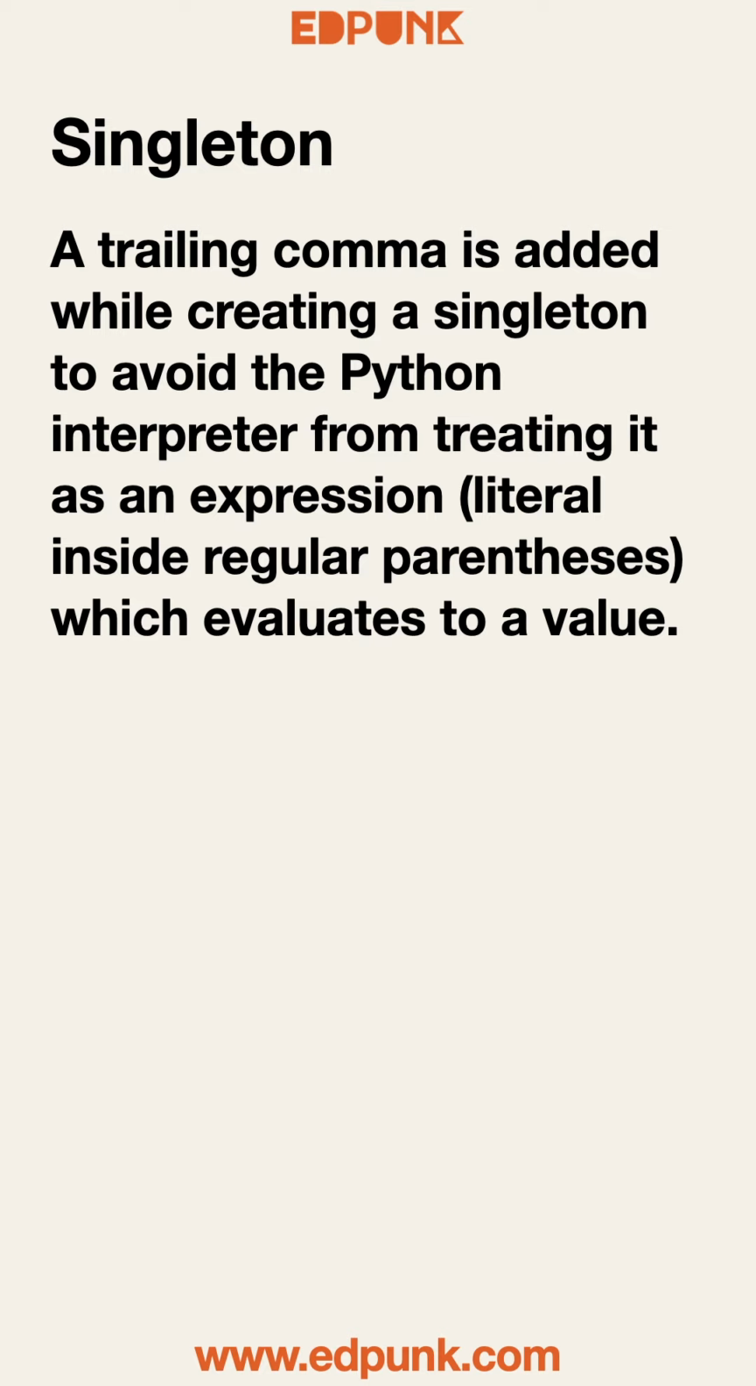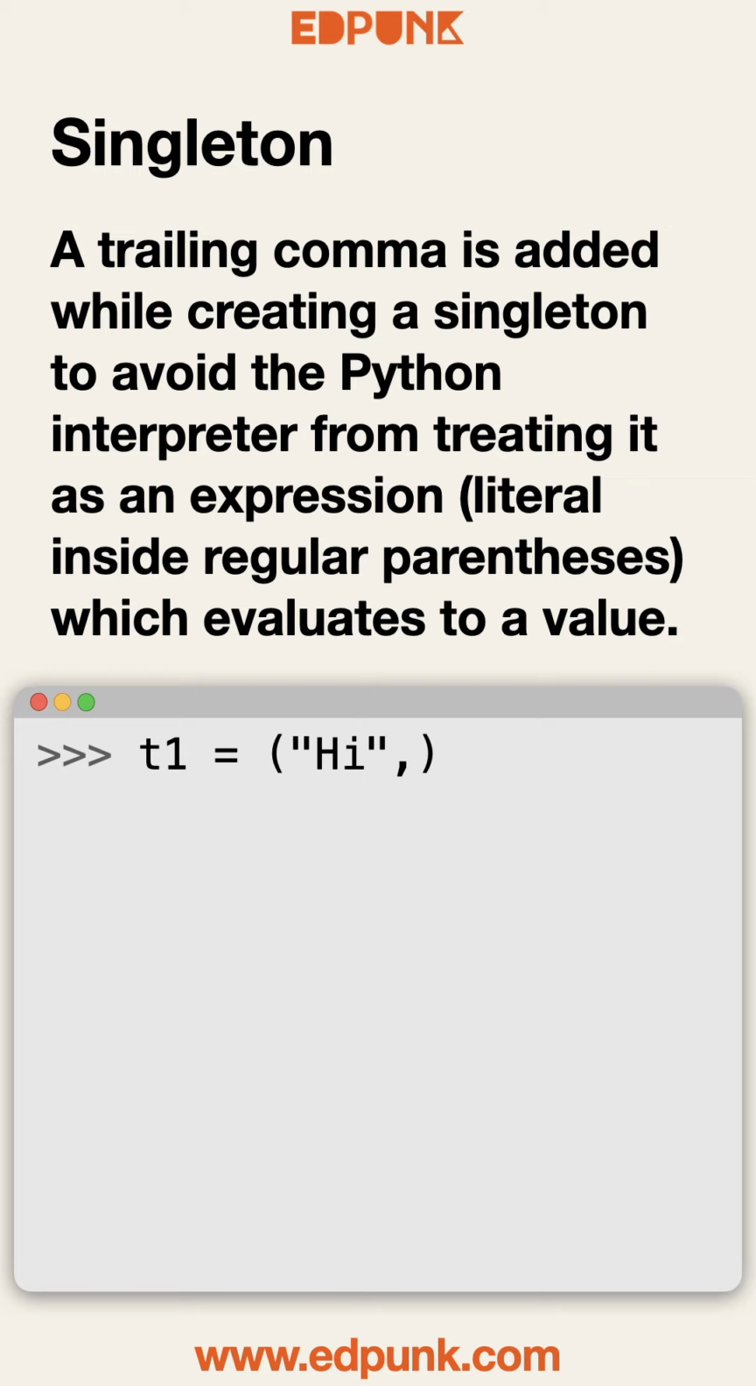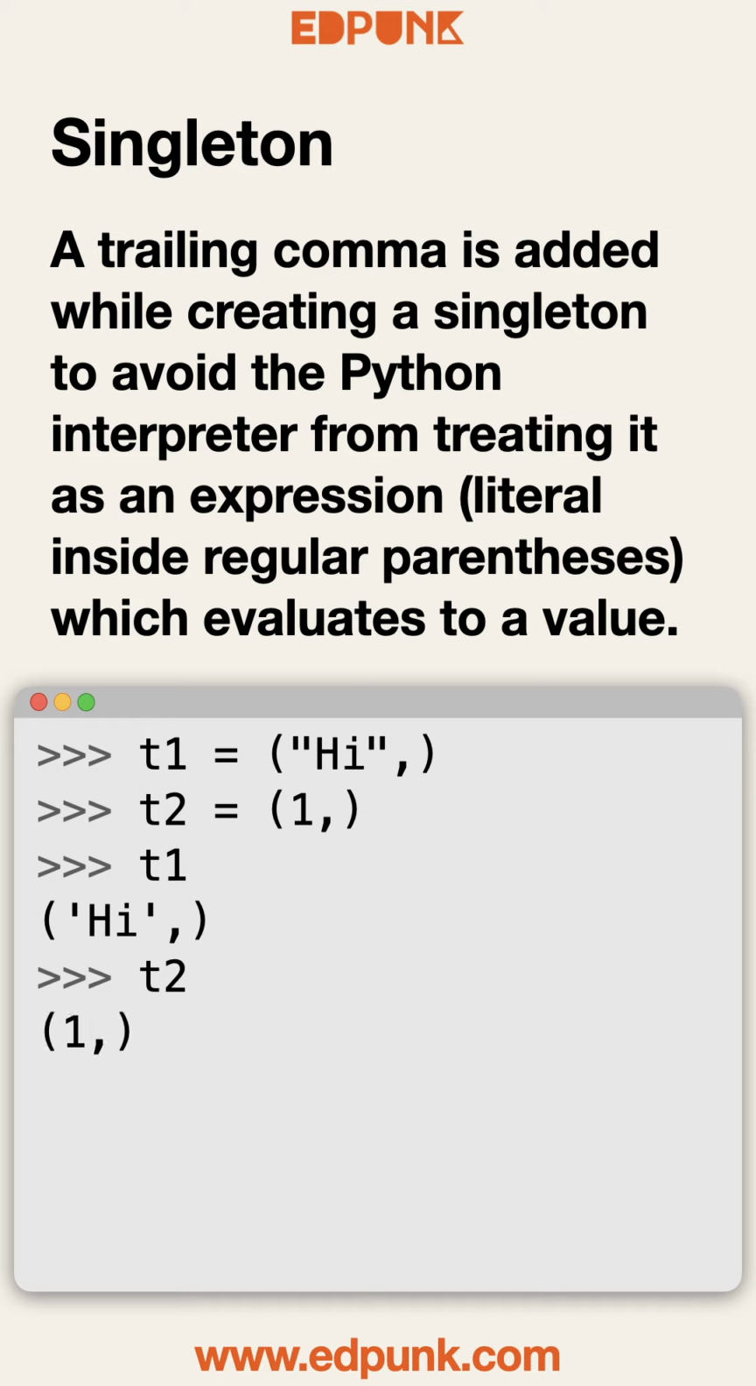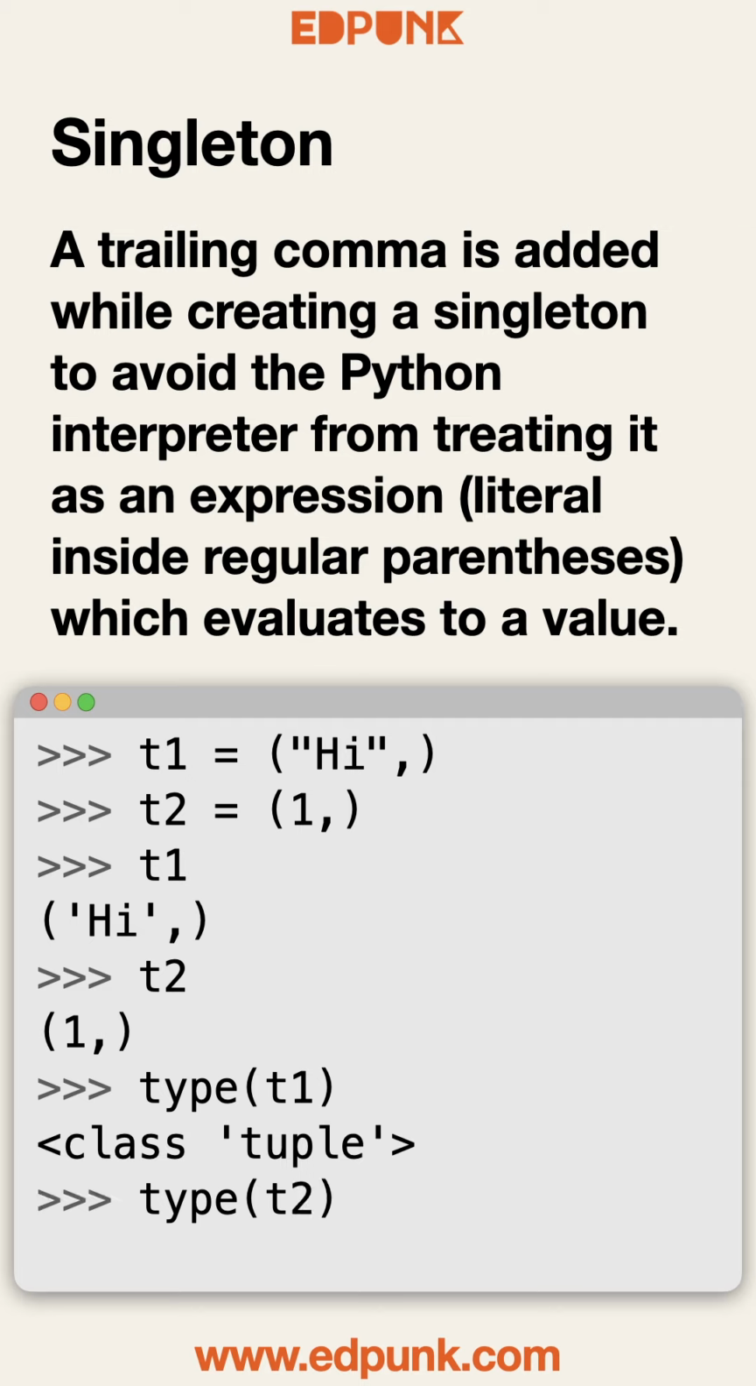Let us modify the previous example. Create a singleton T1 by including string hi and a comma within parentheses. Similarly, create another singleton T2 by including int 1 and a comma within parentheses. When we output T1, a tuple containing string hi is displayed. Similarly, for T2, a tuple containing 1 is displayed. Let us go ahead and check out the types of the variables T1 and T2. Type of T1 returns tuple and type of T2 returns tuple.